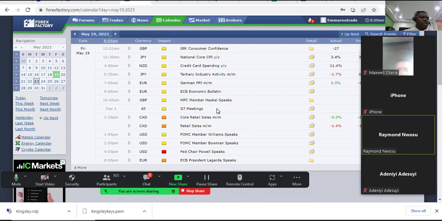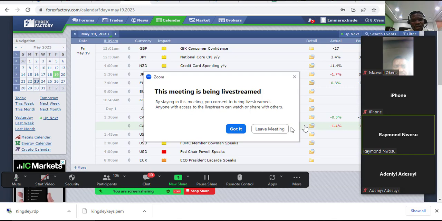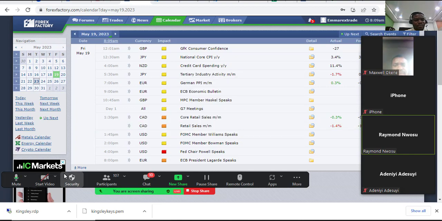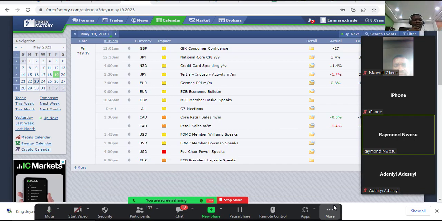Right, so for the new one joining us, this is forexfactory.com. This is the website we get to check for fundamental events that can possibly affect our chart. You get to see high impact news, meaning high volatility news. You also get to see low impact news, but generally we focus more on the high impact news.